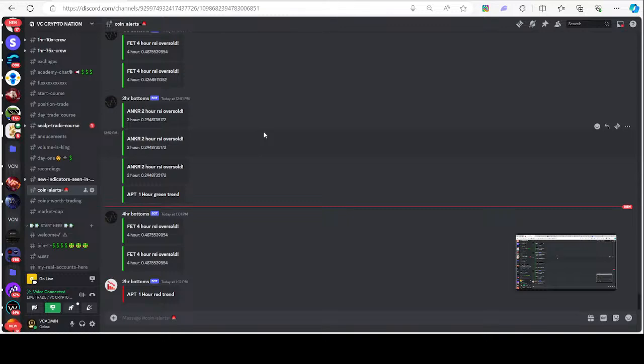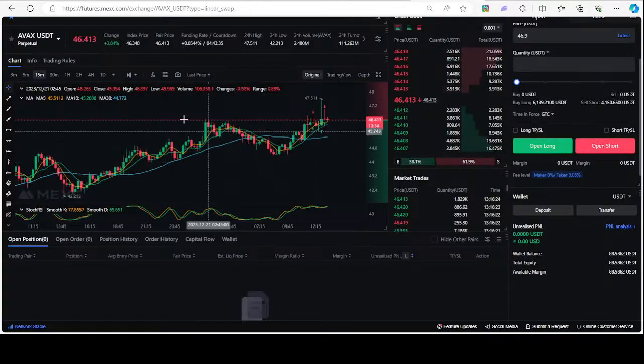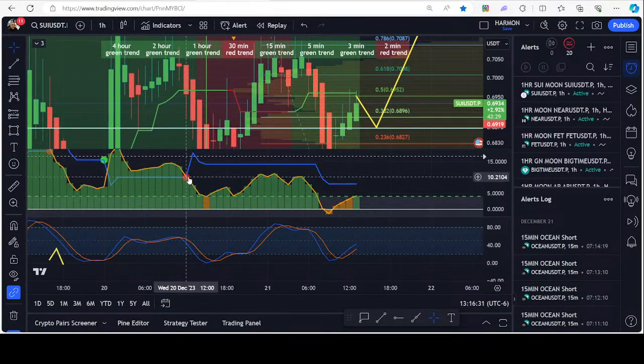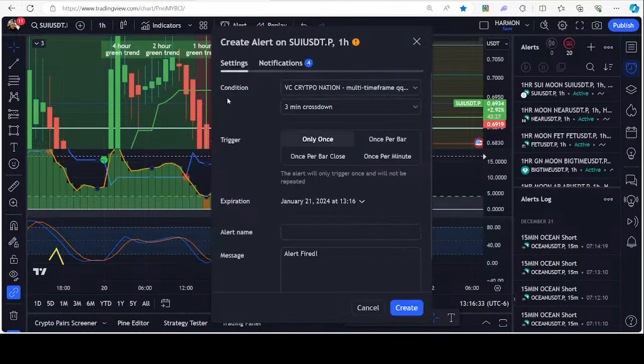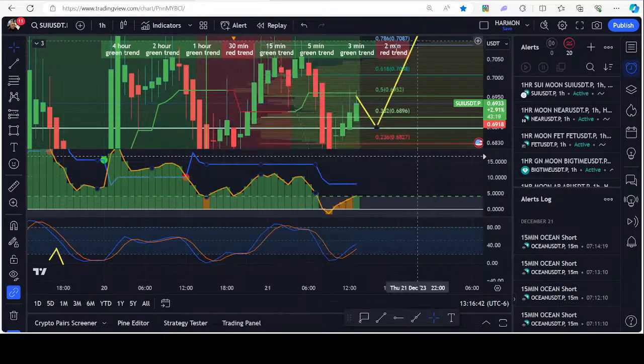That's what I've been doing. I click on alert. So when you set your moon alerts, you have to make sure that you put them on crossing. So right click, add alert, and then go down here. It says 3-minute crossing. Make sure it just goes to crossing, period, and then 1 minute, and then set those on there.